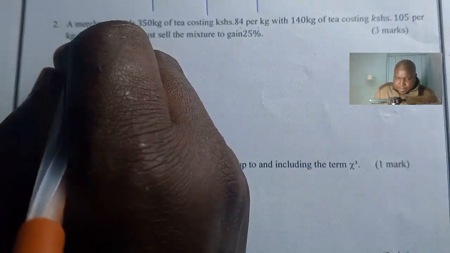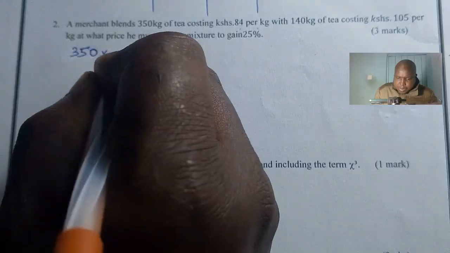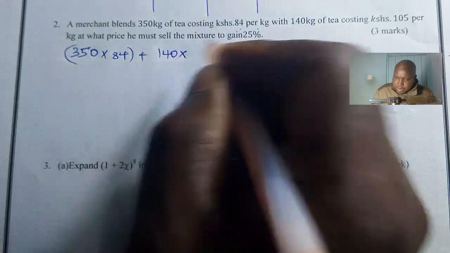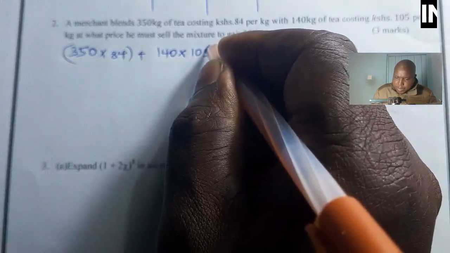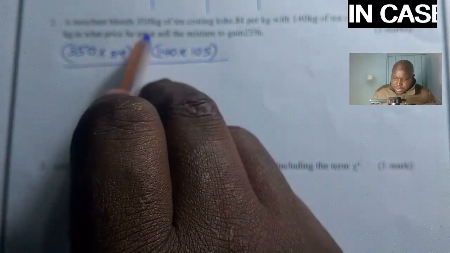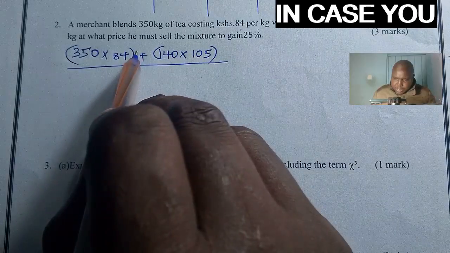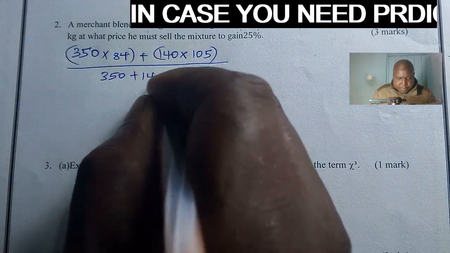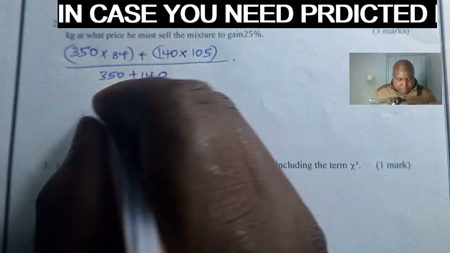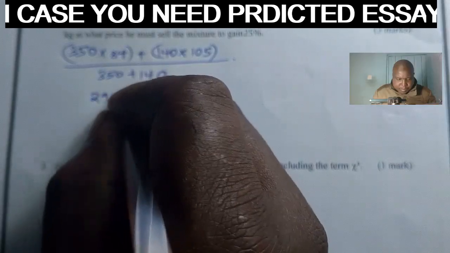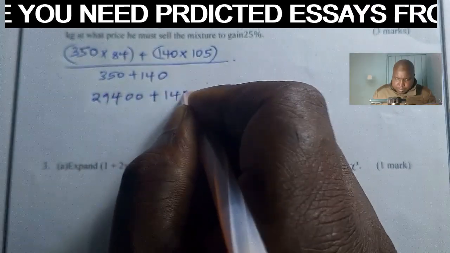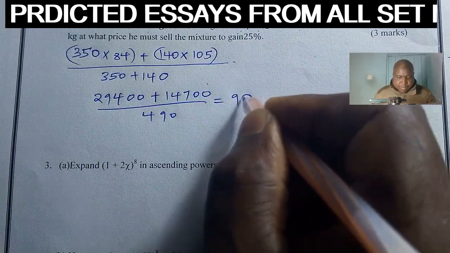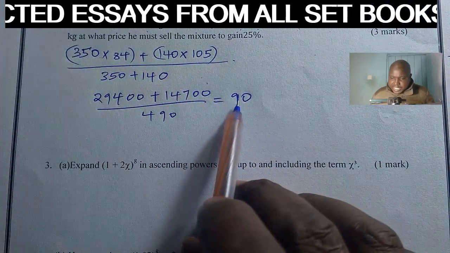So that is 350 times 84 plus 140 times 105, divided by the total ratio, which is 350, 140. And the answer is 90. So this mixture was sold at Kenya shillings 90.